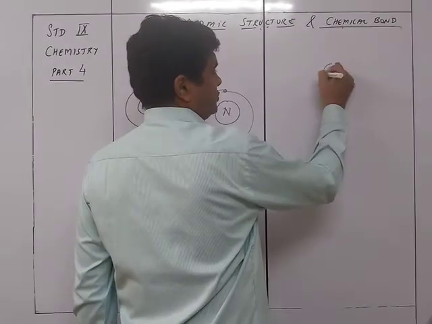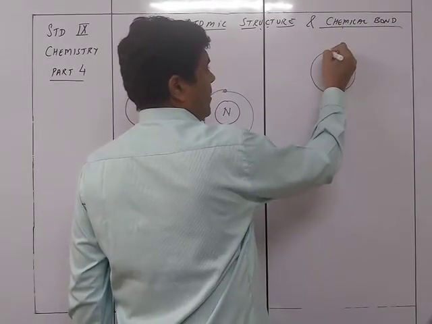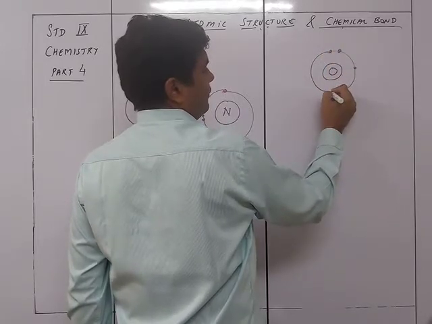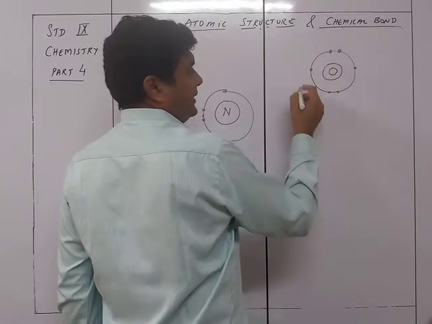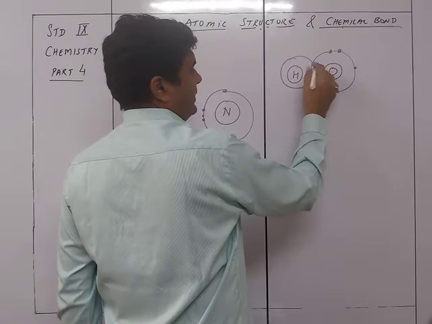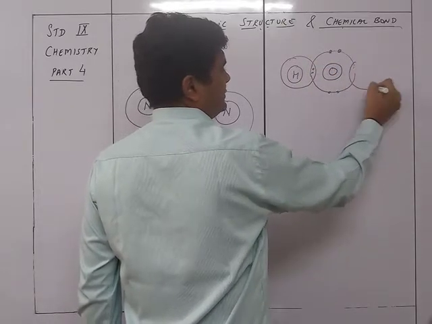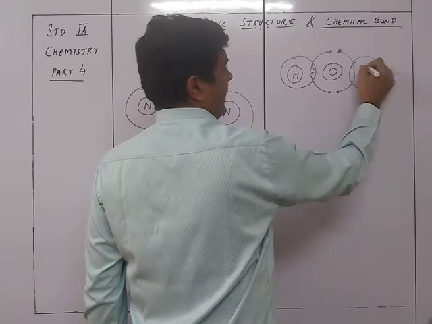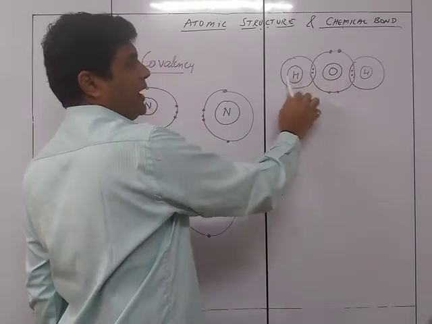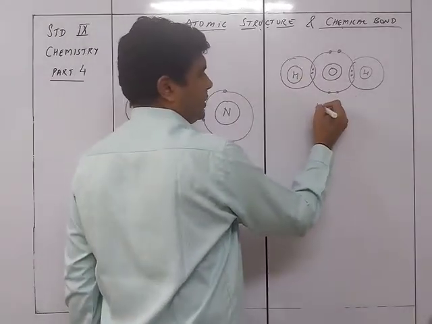This is oxygen over here, and the outermost orbit of the oxygen has 6 electrons: 1, 2, 3, 4, 5 and 6, and the hydrogen will have 1. I'll directly write it this way: hydrogen giving 1 and oxygen giving 1. So oxygen has given 1, hydrogen has given 1, so sharing of electrons is taking place. This is the water molecule, H2O.